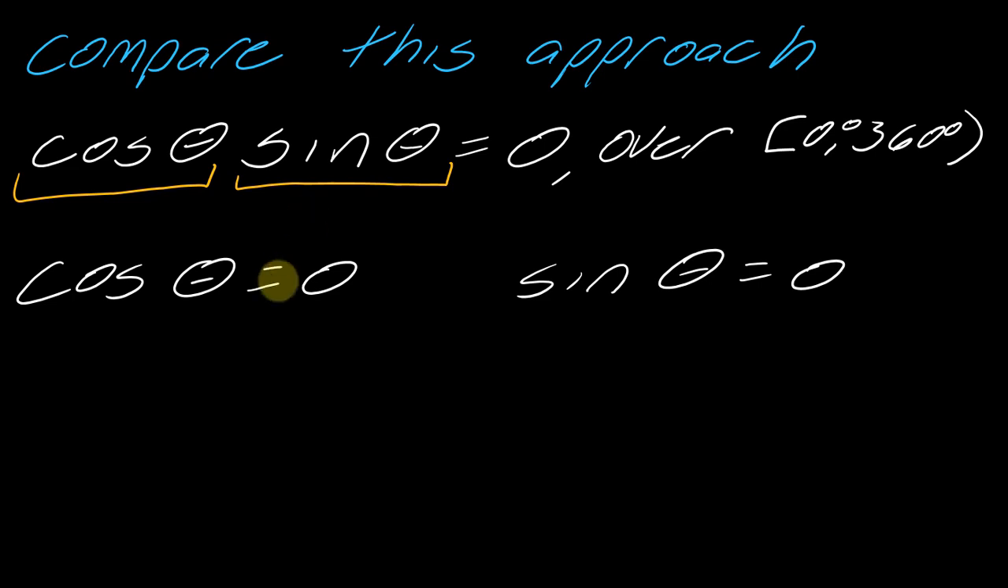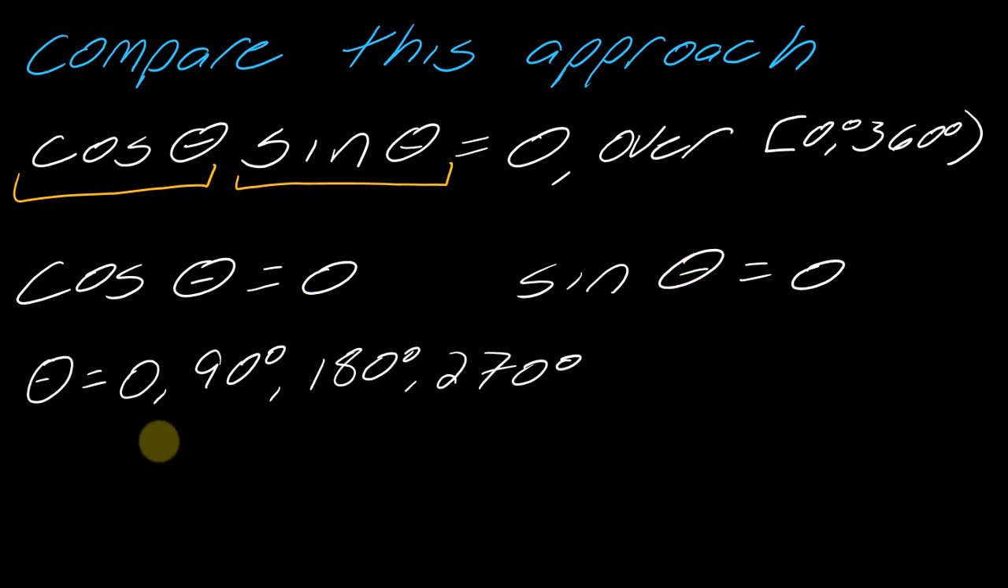So where does cosine equal 0? Cosine will equal 0 at either 90 degrees or 270 degrees, and sine will equal 0 at either 0 degrees or 180 degrees. Those are things that we just know, so I can write those down here. And so that's how you use the zero factor property.